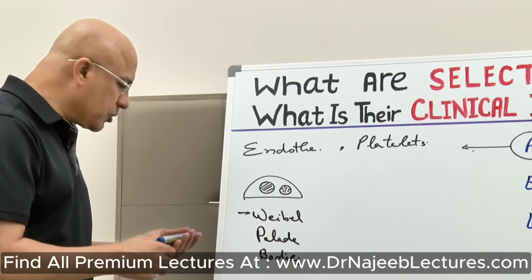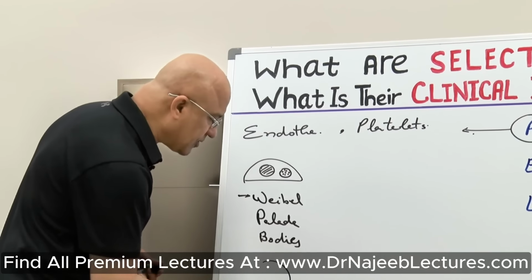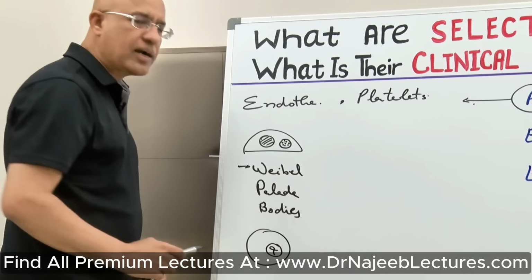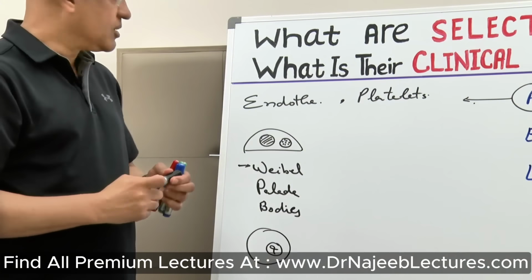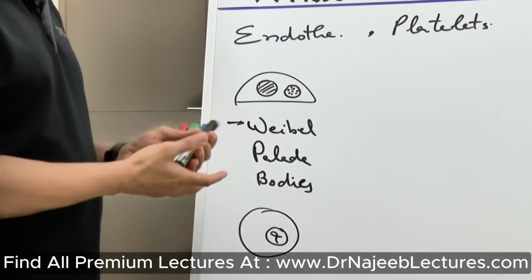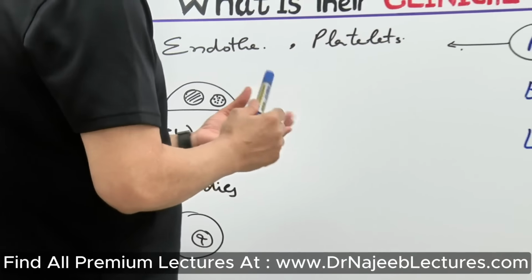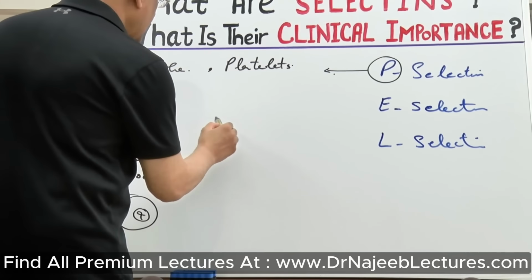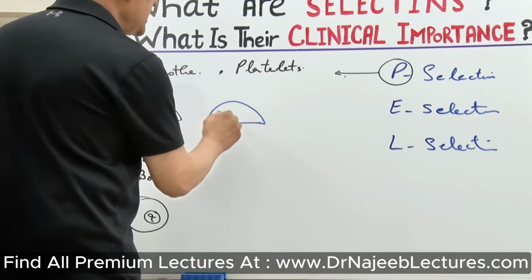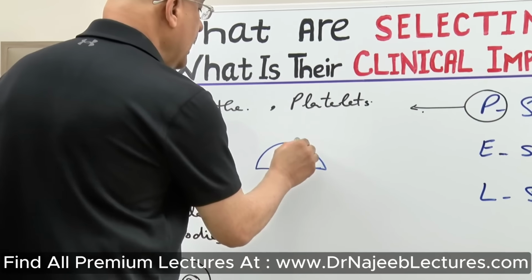And number two, they are present in the platelets. They are present in the alpha granules of the platelets. They also have P selectins. And what about E selectins? E selectins can be expressed only on endothelial cells.